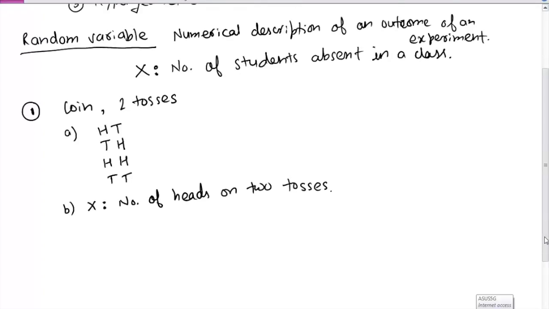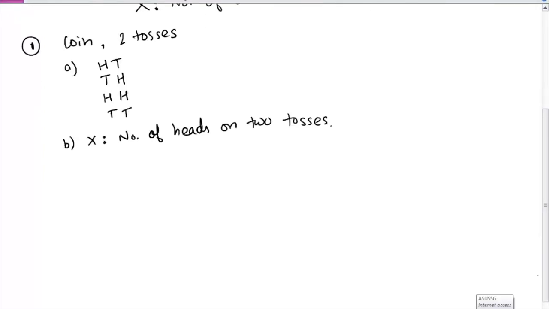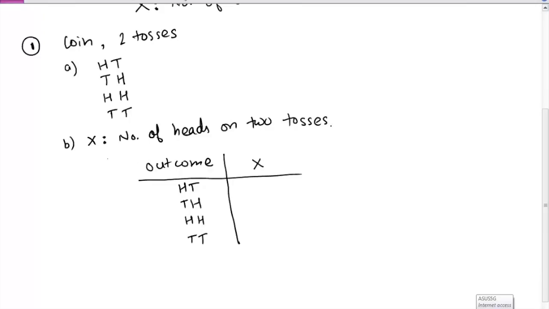Now if I have to list down all possible outcomes and the related values of X, this small table is going to look like this. Random variable X is number of heads on two tosses. In the first case, X will take a value of 1, second case also 1, and then you have 2, and then you have 0. Total number for the X column is 4.